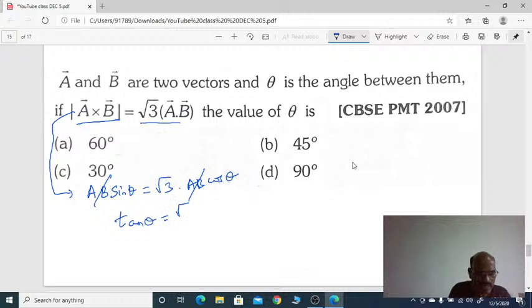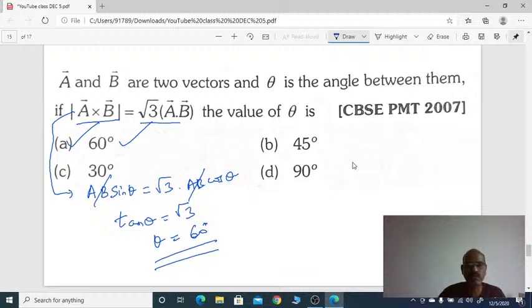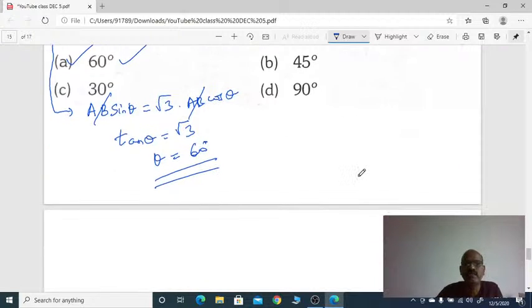Tan theta equal root 3. Then theta for what angle? Tan will be root 3. Theta equal 60 degree. Tan 60 is root 3. So option A is correct one, right? Just equated A cross B, A dot B, AB cos theta, A cross B, AB sin theta. Bring it down, you will get it, right?